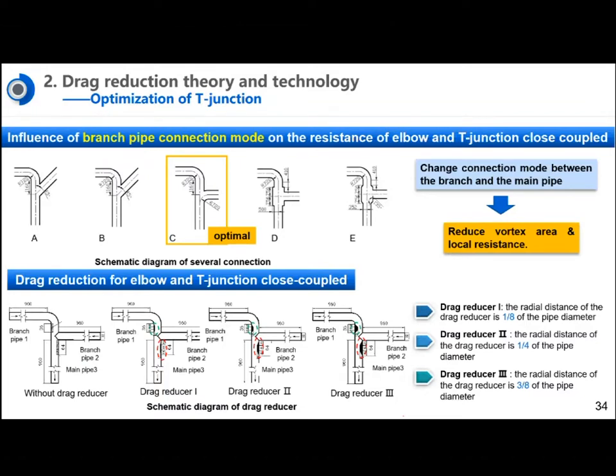This slide shows the influence of the branch pipe connection mode. Different branch pipe connection modes have different effects on the resistance reduction. We can change the connection model between the branch and the main pipe, so we can reduce the vortex area and so reduce the local resistance.